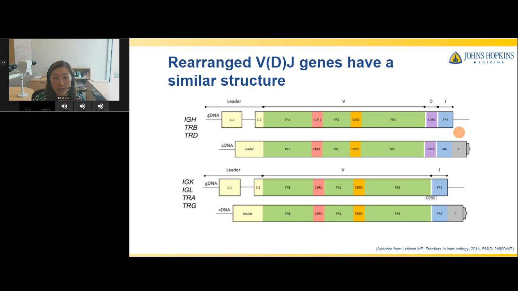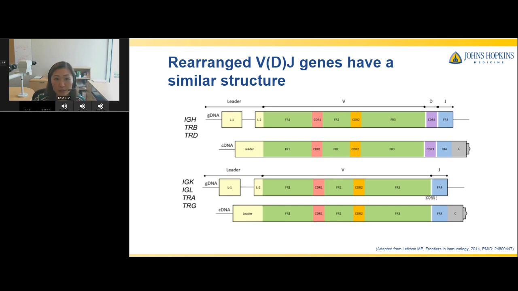So on the genomic DNA level, we had said that once a VDJ rearrangement has occurred, the intervening sequences are removed and they are brought to close proximity. However, you can see that the full leader sequence is not brought into proximity until the mRNA is formed through splicing.